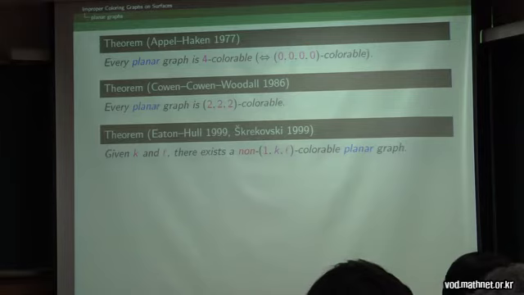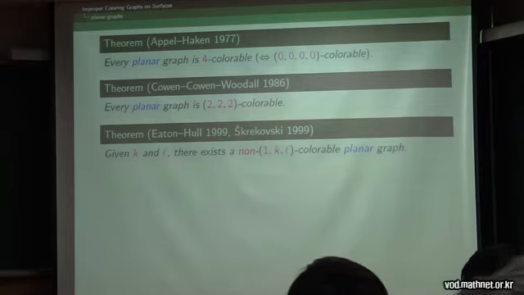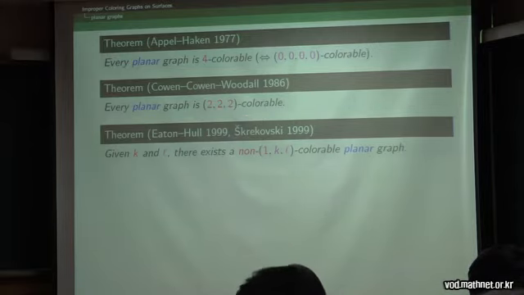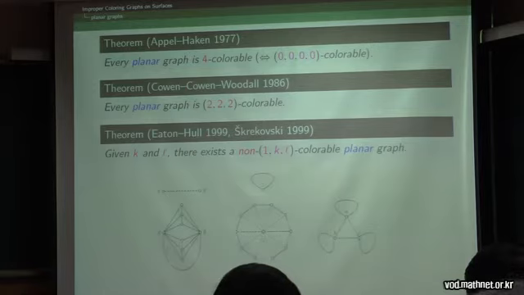Right? And then Eaton and Hull, and independently Škrekovski, constructed a graph that's not (1,K,L)-colorable. Right? So what this result is saying, in this result of Cowen, Cowen, and Woodall, they basically prove this is sharp. Because you cannot decrease any one of these 2's into 1's. Right? And this is one such example. Right? So I'll quickly explain why this is.